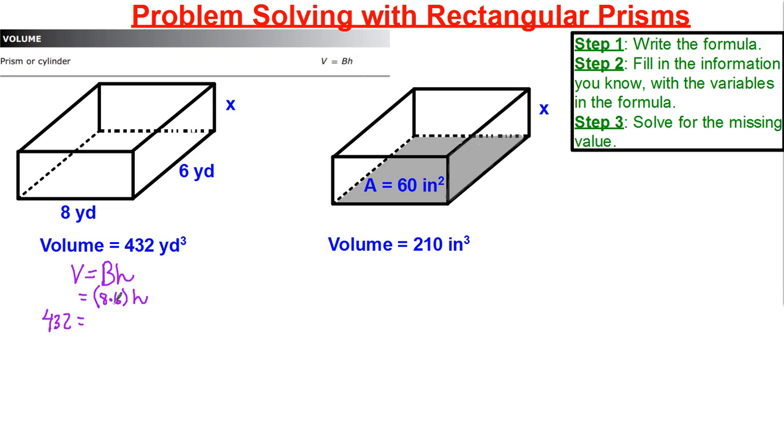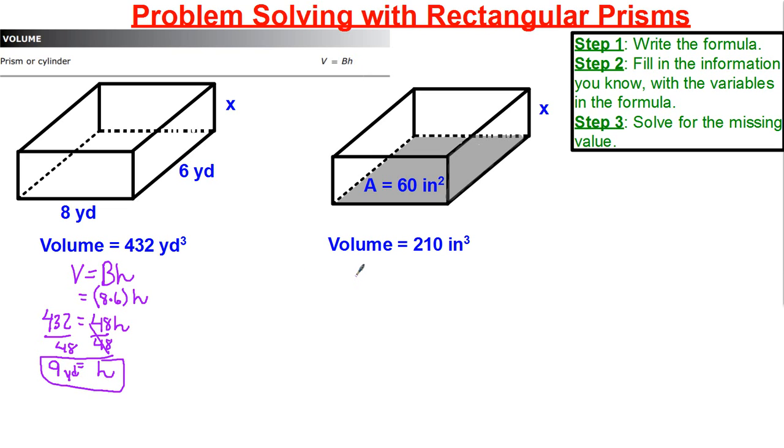All right, so let's evaluate this. 8 times 6 is equal to 48. So 48 times the specific height is going to give us 432. Let's go ahead and divide by 48 in order to get the h by itself. So now our height is going to be equal to 9. All right, our height is 9 yards. All right, and that's basically it.